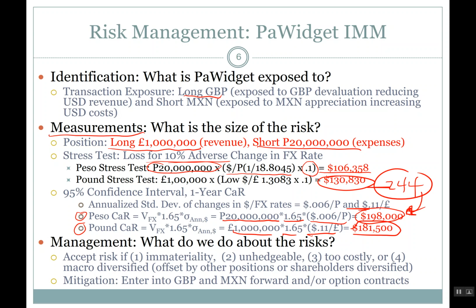On the receivable, their profit is 244 as expected, but there's a 5% chance the revenues will be down 181. Maybe that's an easier way to think about it. There's a 5% chance costs will be 198 higher, and there's a 5% chance that revenues will be 181 lower. Is that a little better?